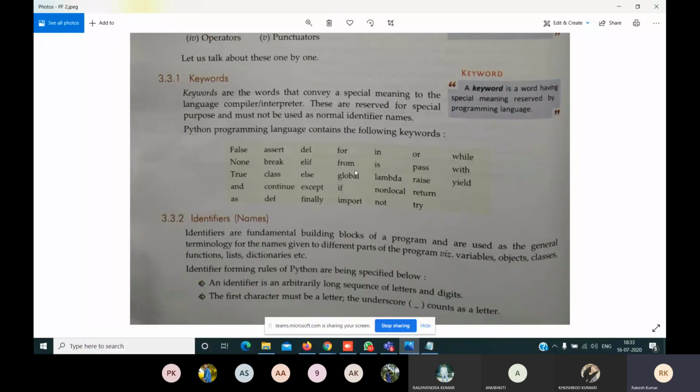Okay. Next, identifiers, names. Identifiers means when we define or create something, when we give a name to any fundamental building block, that is known as an identifier. Identifiers are the fundamental building blocks of a program and are used as a general terminology for the names given to different parts of the program, like variable, object, class, functions, list, dictionary.